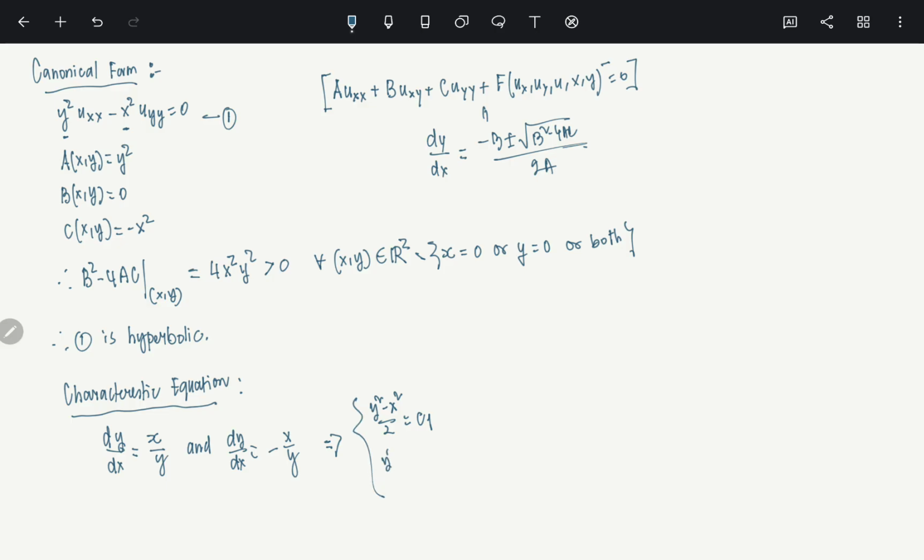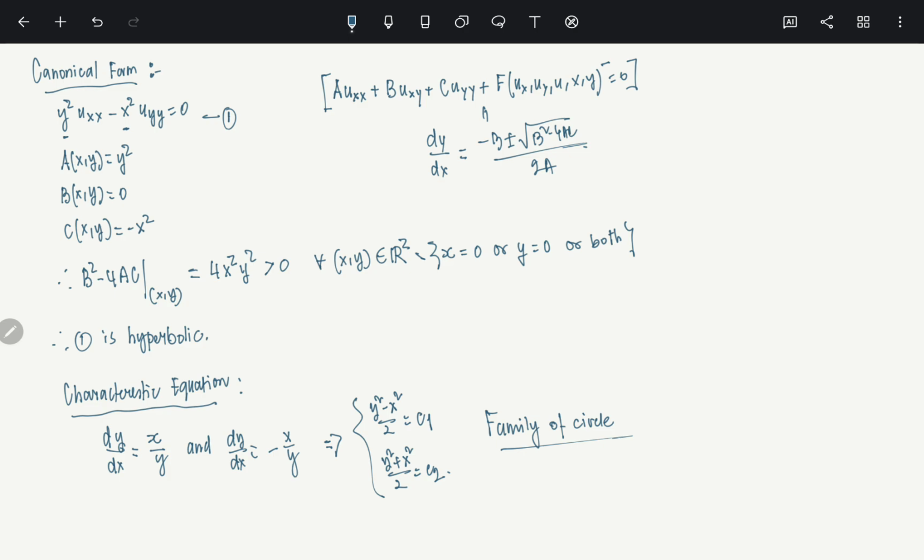And the second one is y square plus x square by 2 equals c2. Okay, so we have two families of circles. So these are the families of circles. So this solves the characteristic equation, and these are called characteristic curves.